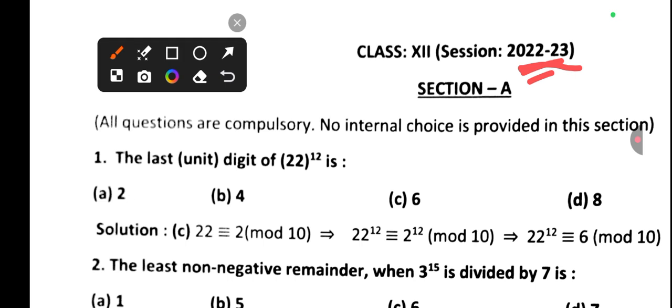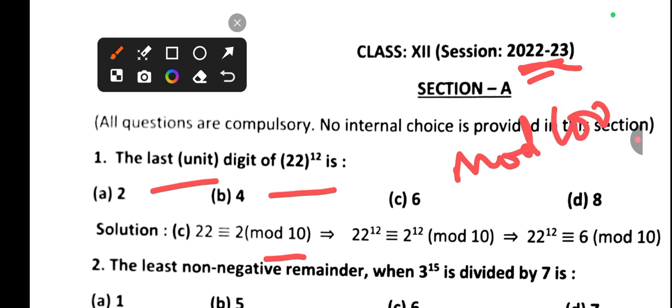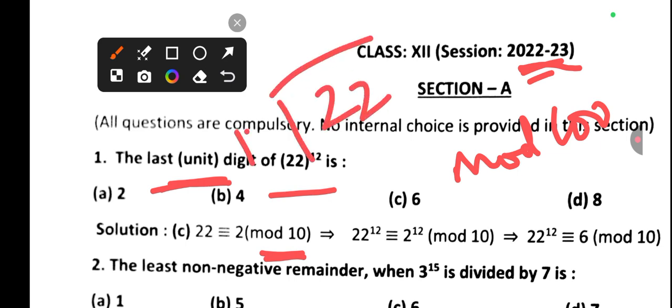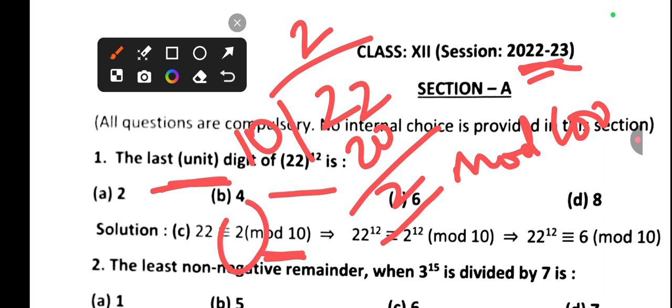So, question number 1, children. Last unit digit of 22 power 12. We can do this sum in any other way. For the last unit digit, you have to do mod 10. Suppose last two digits, mod 100. Last three digits, mod 1000. So for the unit digit we are doing mod 10. First we are doing with 22. You divide 22 with 10. Why 10? Because we want the last digit. 10 twos are 20, remainder 2. That 2 only we are writing.